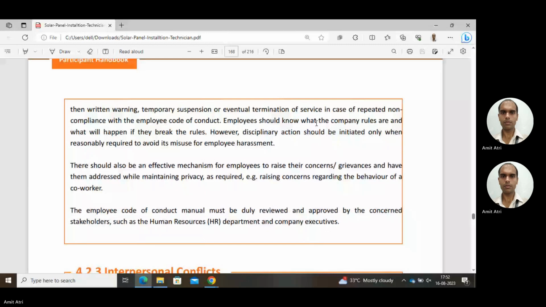The employee code of conduct manual must be duly reviewed and approved by the concerned stakeholders. The stakeholders could be the human resource department and company executives. So HR and the company executives should review and approve the code of conduct manual.